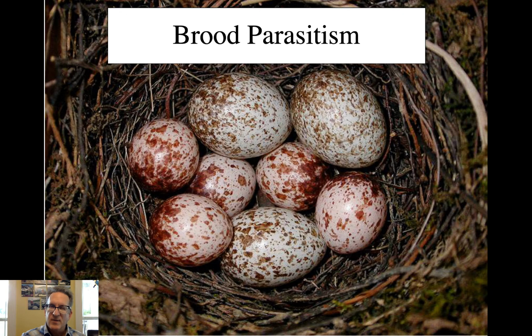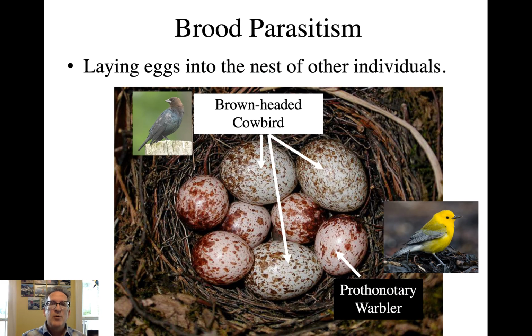One part of that. We'll talk about another case of that, a different type of situation where individuals take care of young that are not their own, that is not brood parasitism. But we're going to focus on brood parasitism today. So brood parasitism is the behavior in which a female will lay her eggs into the nest of another individual to try to trick that individual into raising their young. And we'll talk about this being both intraspecific and interspecific.